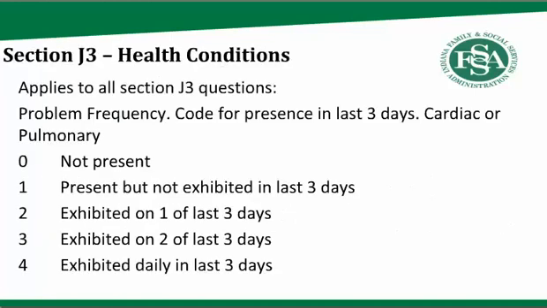Section J3 looks at health conditions, and particularly it's looking at problem frequency, which is capturing balance and pulmonary issues. And coding for these items are as follows, and as you can see on your screen, not present, and maybe they're present, but they haven't been exhibited in the last 3 days.